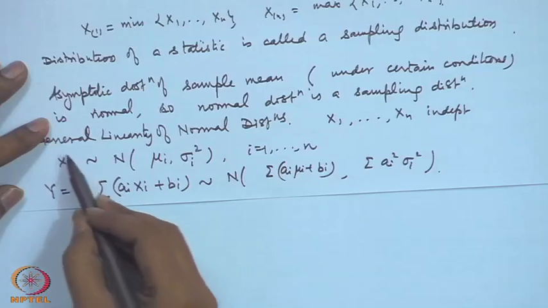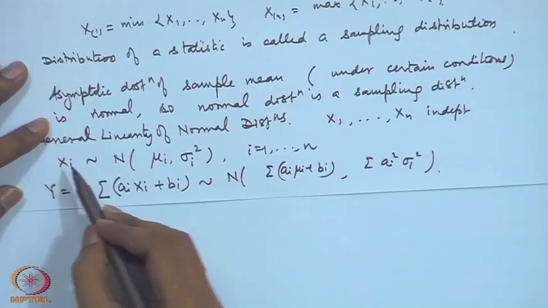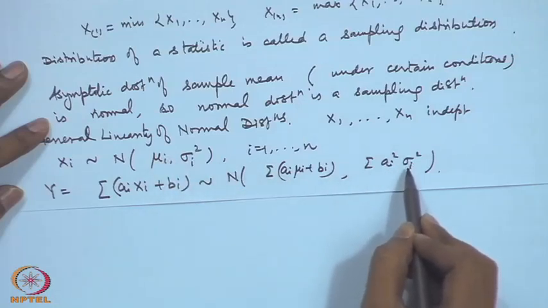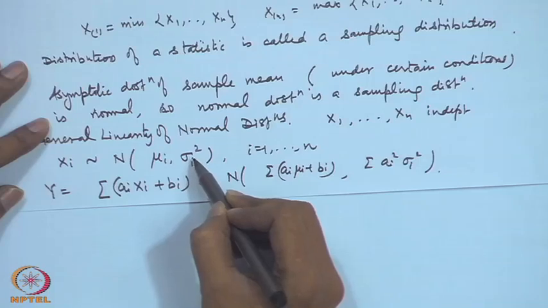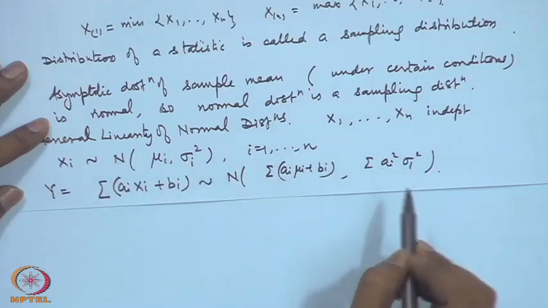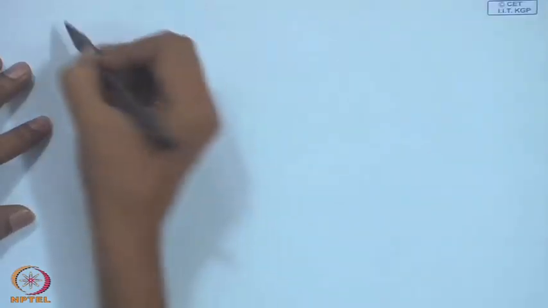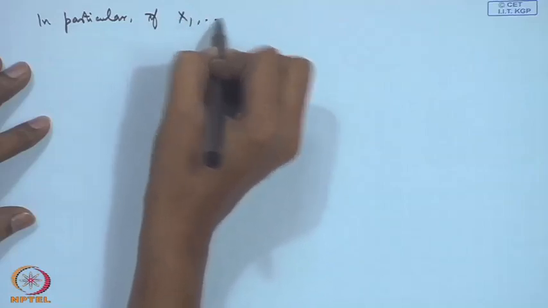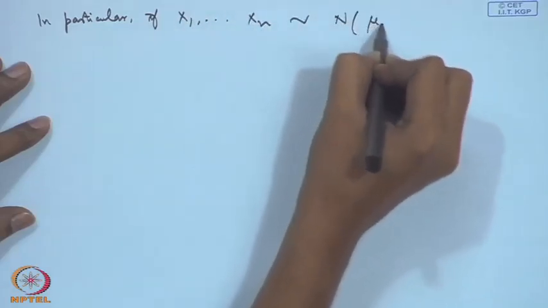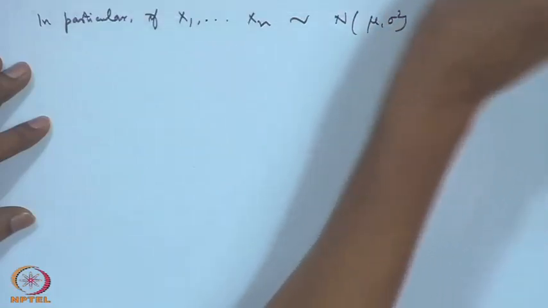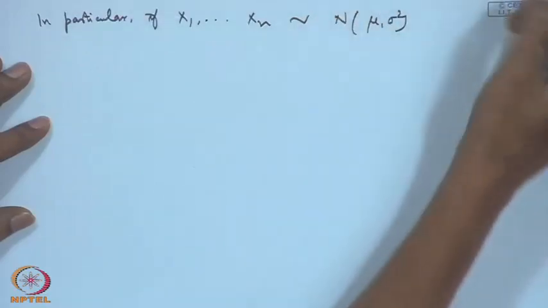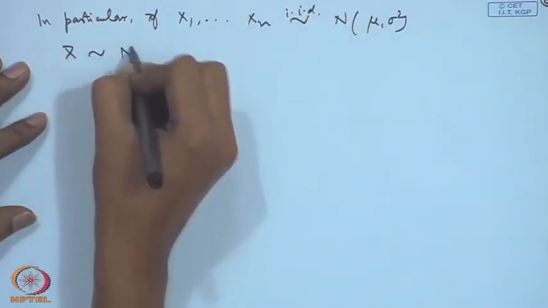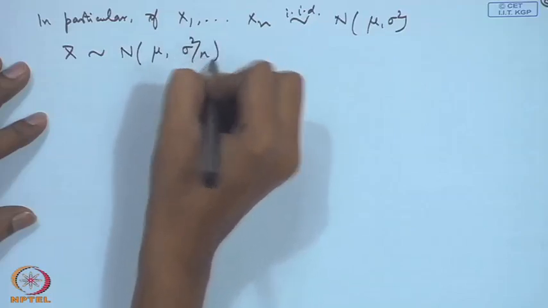So, in particular, if I am taking the mean here, then that will have mean equal to the mean of mu 1, mu 2, mu n, and if I take the variances, then this will become the sum of the variances divided by n square here. In particular, if x 1, x 2, x n follow normal mu, sigma square, that means if they are independent and identically distributed, then x bar will follow normal with mean mu and variance sigma square by n.